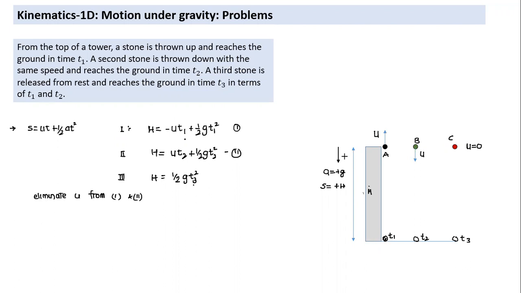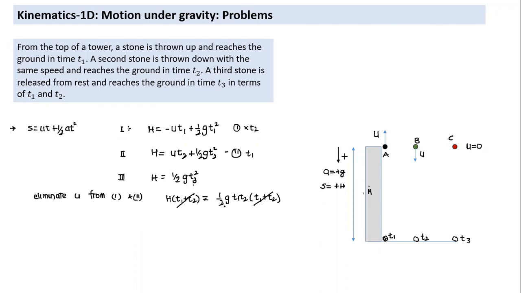How do you eliminate? Both terms have opposite signs, so I can eliminate if I make the coefficients equal and add. If I multiply the first one by t2 and the second one by t1 and then add those two equations, the left hand side becomes h into t1 plus t2. On the right hand side, the u term will cancel, and 1 by 2 g t1 t2 becomes common, and what is left is t1 plus t2. I have missed one step, but it is a pretty simple one. So it gives the value of h is equal to 1 by 2 g t1 t2.